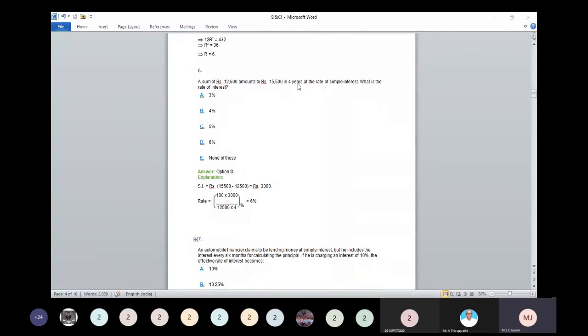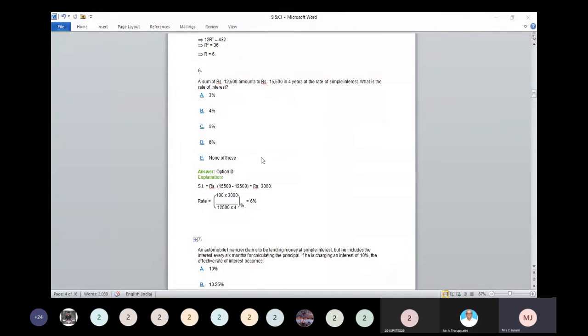Okay. So now, from 12,500, subtract this to calculate the simple interest. So after 4 years, you are getting 15,500. So subtract 15,500 minus 12,500. So rupees 3,000. Now this is the simple interest. So the question is, what is the rate of interest?